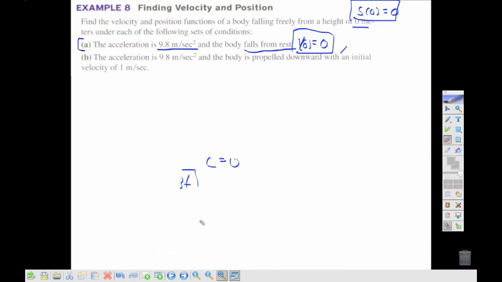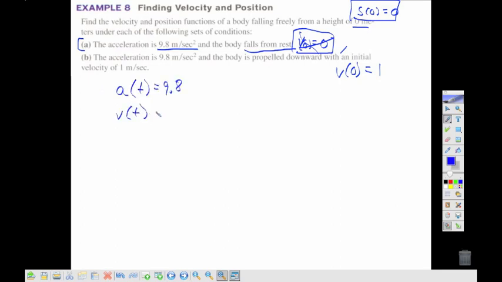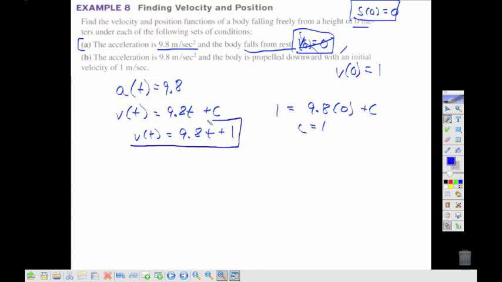Now we're going to do this again for part B. In part B, they're telling us some different initial information. We no longer have an initial velocity of 0. We now have an initial velocity, so v at time 0 is equal to 1. So we're starting this by throwing it downward. We still start with the same acceleration, which means we're going to have the same velocity to start out, except here we need to solve for that constant using this information. Our velocity at time 0 is 1, and so if we plug in that 0 there, we find that our constant in this case is equal to 1. So our velocity function here is 9.8t plus 1.